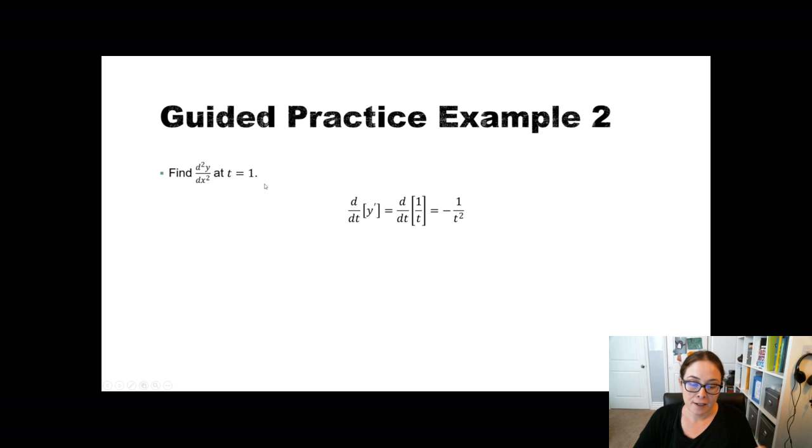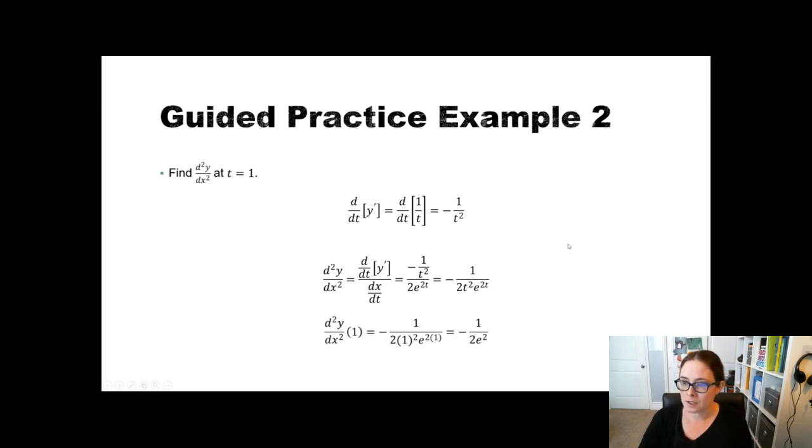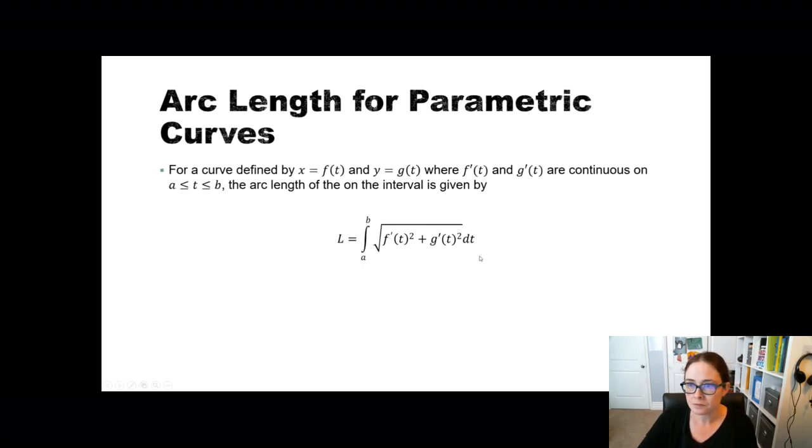Okay, and so I'm going to take that and I'm going to divide it by dx dt, which was the 2e to the 2t. And dividing those, I end up with this as my second derivative. And then to find the second derivative at t equals 1, I'll just evaluate this at t equals 1, and I end up with negative 1 over 2e squared. So that is how you find the first and second derivative and a tangent line for a parametric curve.